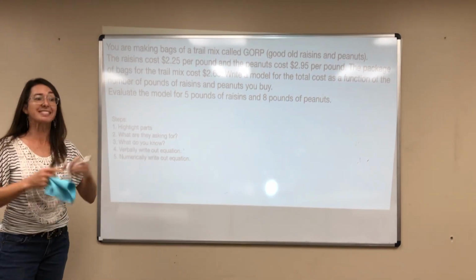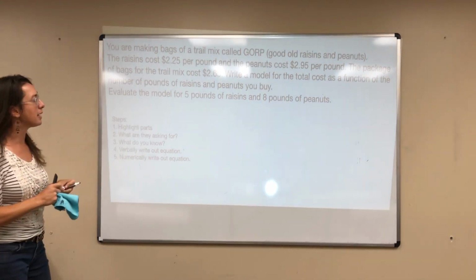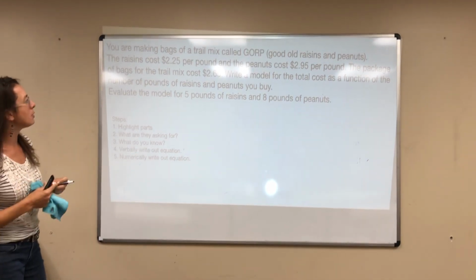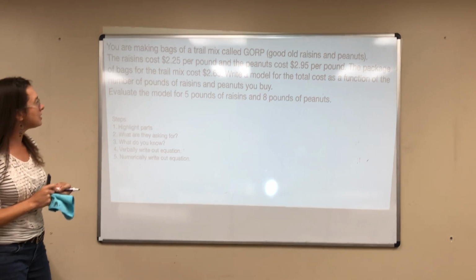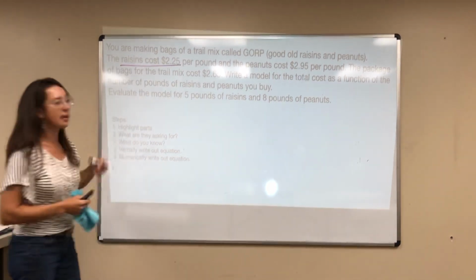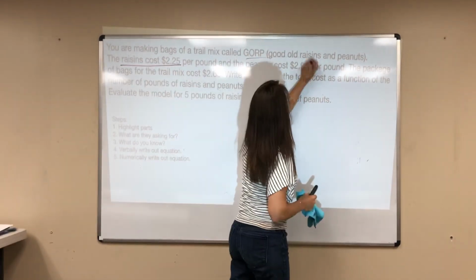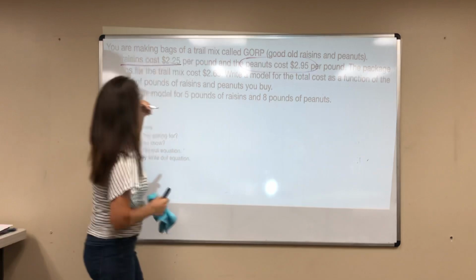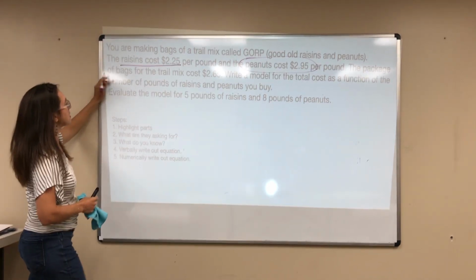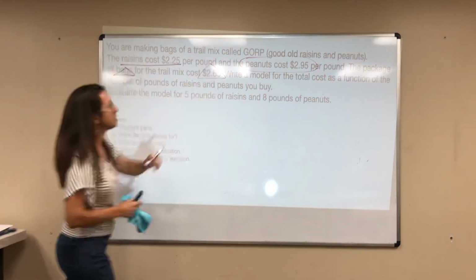with word problems. Yay, right? So let's look at this one. You're making bags of trail mix called Gorp. Good old raisins and peanuts. The raisins cost $2.25, so we're gonna underline, highlight our information, right? Peanuts cost $2.95, and the packages of bags, so the bags themselves cost $2.65.